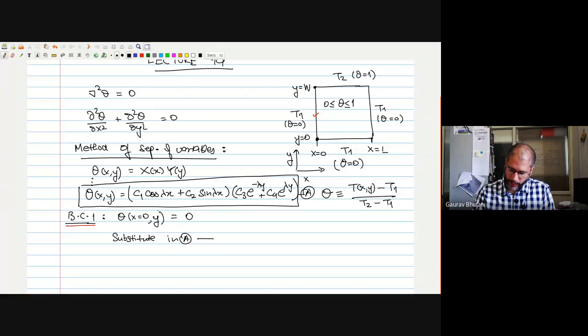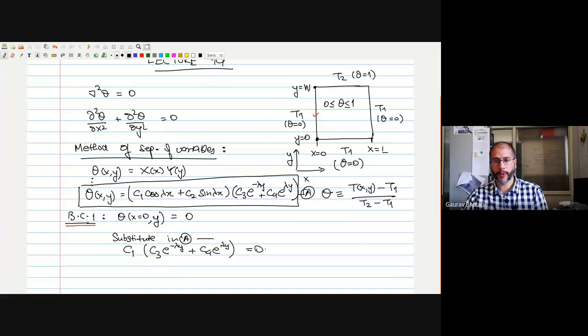If I put x equal to 0, cos 0 becomes 1, so we get C1, and sin 0 is 0. And then we have C3 e to the power of minus lambda y plus C4 e to the power of lambda y, and this is 0. This is for any y. It's the complete left boundary, so it's for all values of y that we can have. Remember that this has to be 0 in all cases.